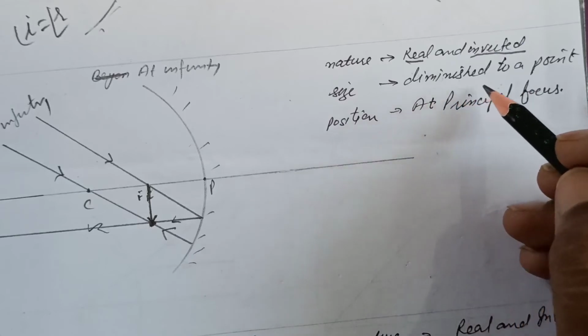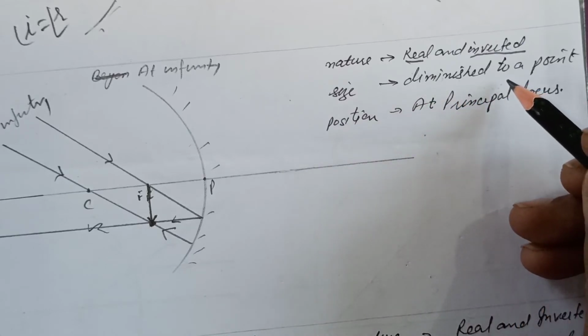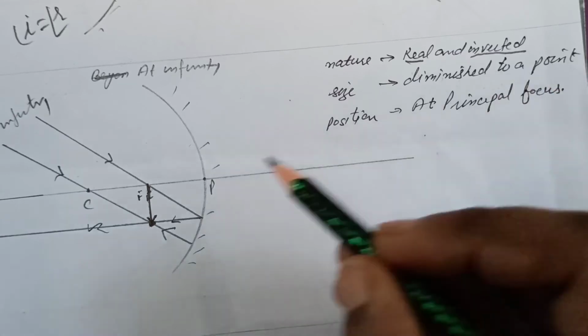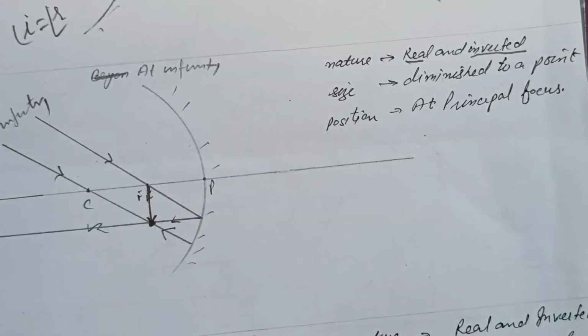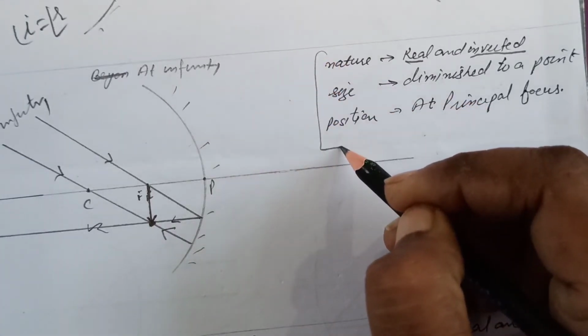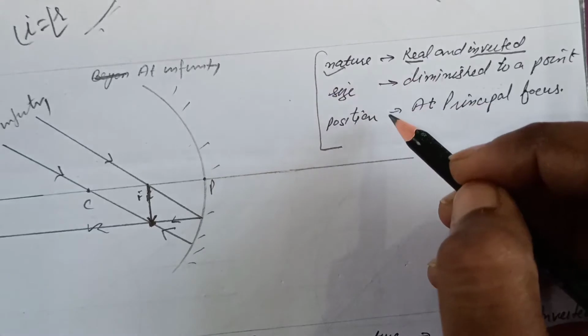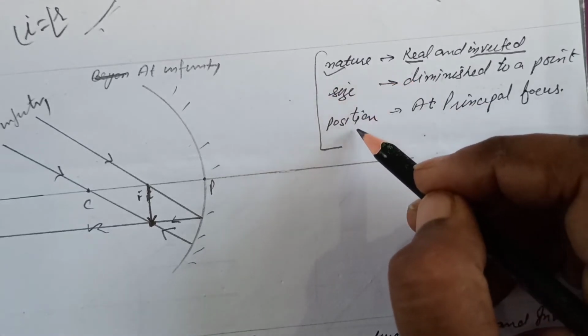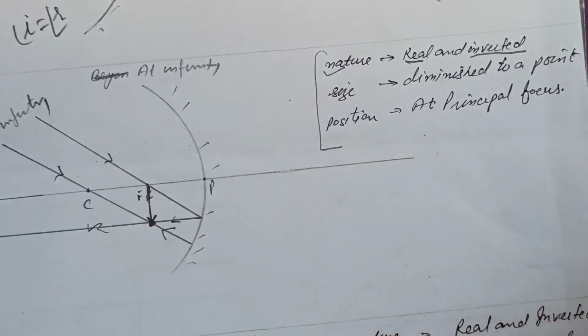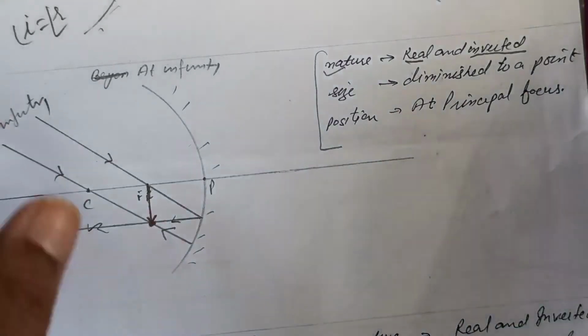So, diminished to a point. The size of the image is diminished to a point. A very small, extremely small, pointed image is formed. And where is it formed? At F. It is formed on the principal focus. So these are altogether the characteristics, but characteristics are divided into three parts: nature, size, position. Nature is real, inverted; size is diminished to a point; and position is at principal focus.